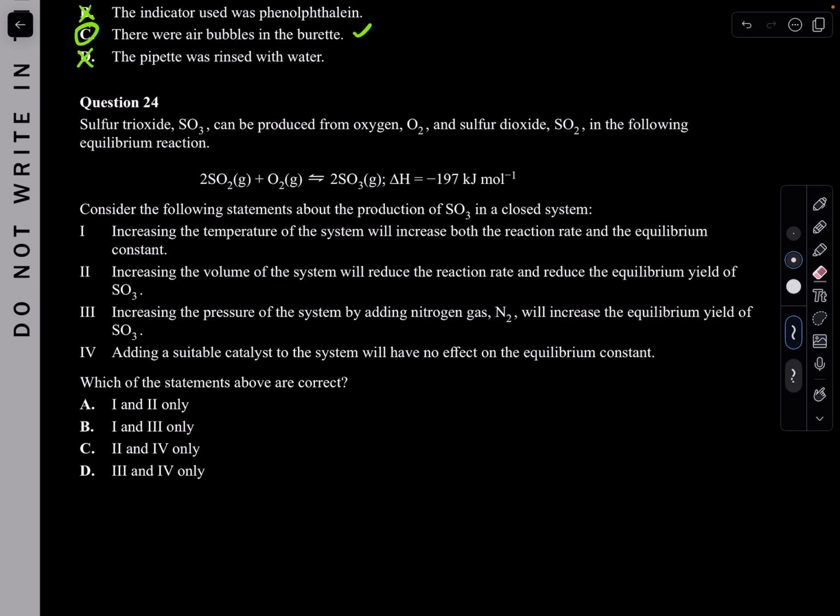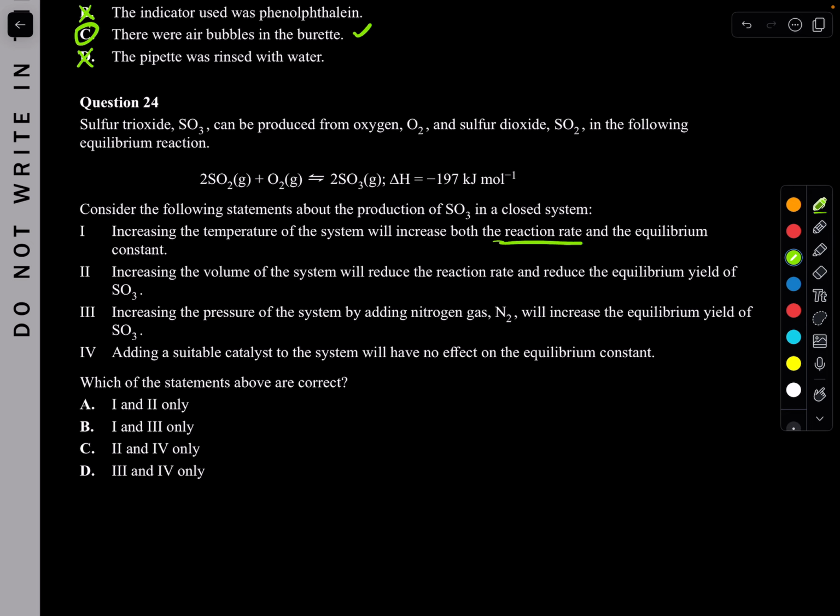24. Sulfur trioxide can be produced from oxygen and sulfur dioxide in the following equilibrium reaction. Consider the following statements about production of SO3 in a closed system. Increasing the temperature of the system will increase both the reaction rate and the equilibrium constant. Let's break it apart. First, the reaction rate. Remember, when we're talking about the reaction rate, think of collision theory. If you're increasing temperature, the molecules have a higher average kinetic energy and they are colliding with each other, hence the frequency has increased. So your reaction rate would normally increase. So increasing temperature will actually increase the rate of reaction.